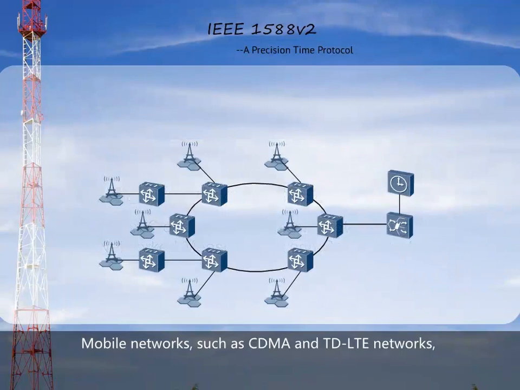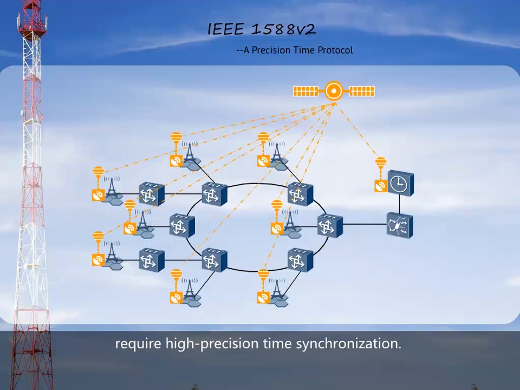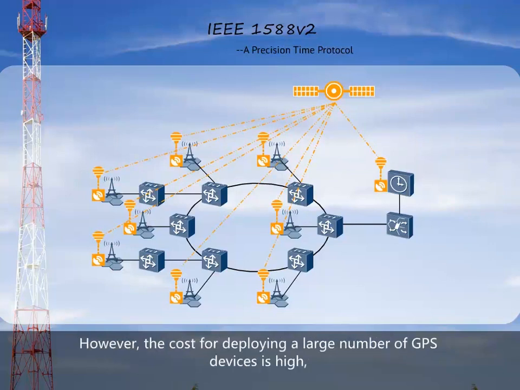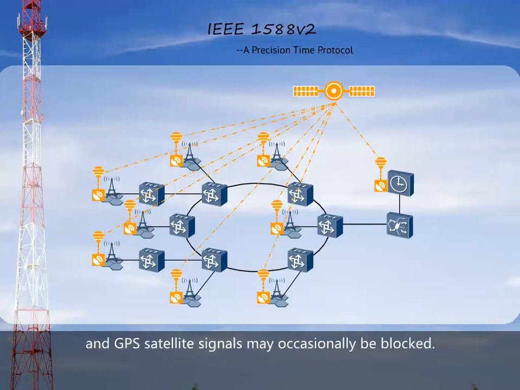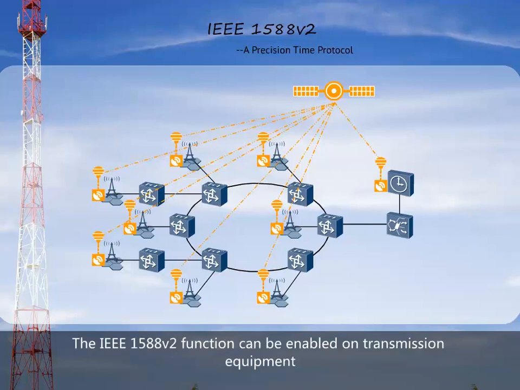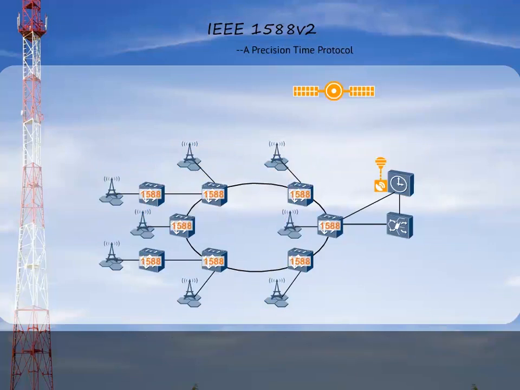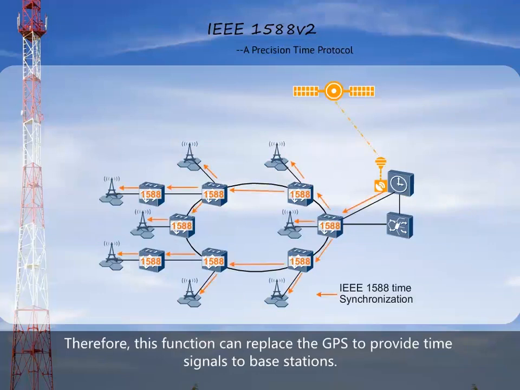Mobile networks such as CDMA and TD-LTE networks require high-precision time synchronization. Conventionally, the networks obtain time signals from the GPS. However, the cost for deploying a large number of GPS devices is high, and GPS satellite signals may occasionally be blocked. The IEEE 1588 v2 function can be enabled on transmission equipment to achieve high accuracy time synchronization. Therefore, this function can replace the GPS to provide time signals to base stations.